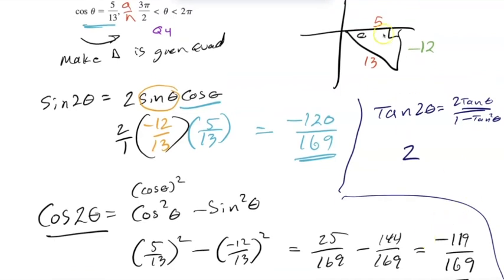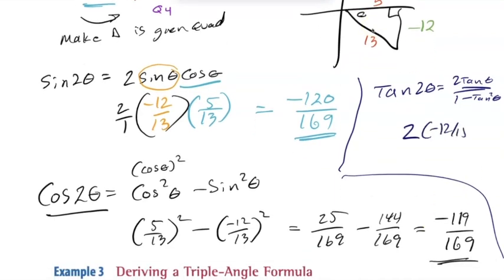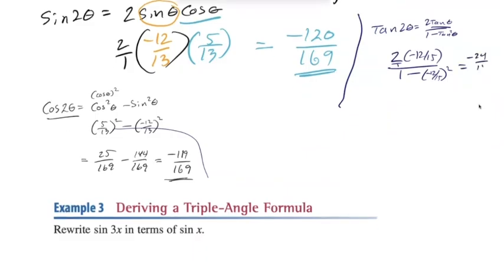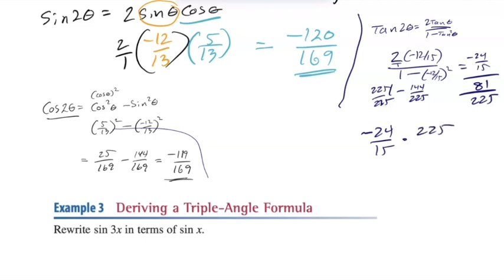2 times tan, tan would be negative 12 over 5, over 1 minus tan squared, negative 12 over 5 squared. It's over 1. So let's see, that would be a negative 24 over 5 over, this is 1 minus 144 over 225. Common denominator, 225. Yeah, this gets ugly. 81 over 225. So that's going to be negative 24 over 15 times 225 over 81, right? Reciprocal. And multiply it out. That is pretty disgusting.